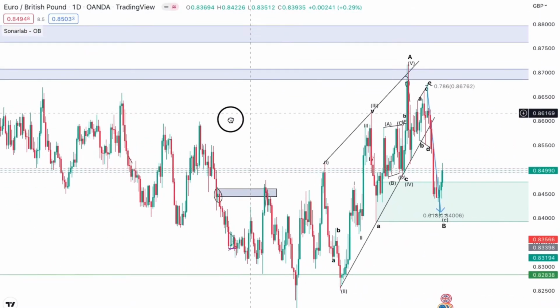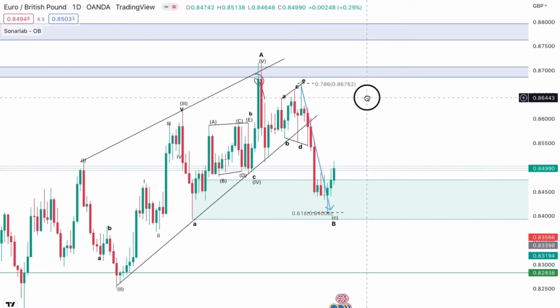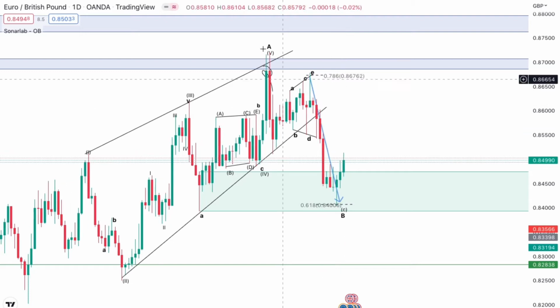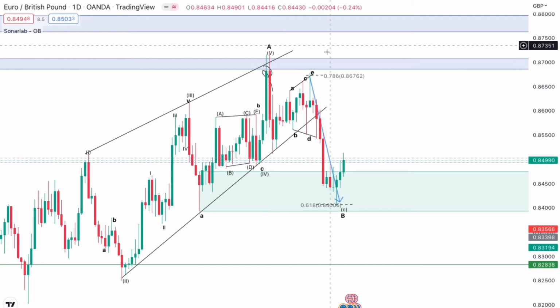So guys, this is the trade I took. Let me jump onto the trade I took. It was a sell trade. I didn't really go in up here, because I had some other trades running, and when I have other trades running, I don't like to place more trades.